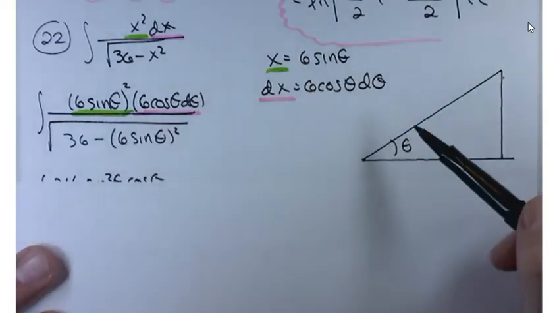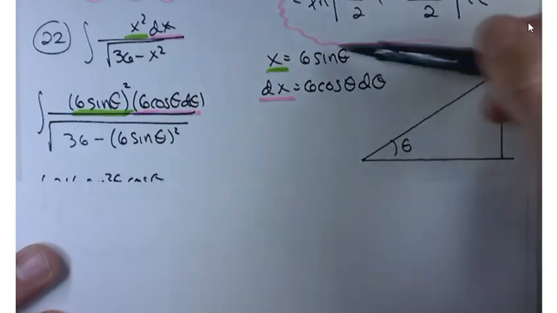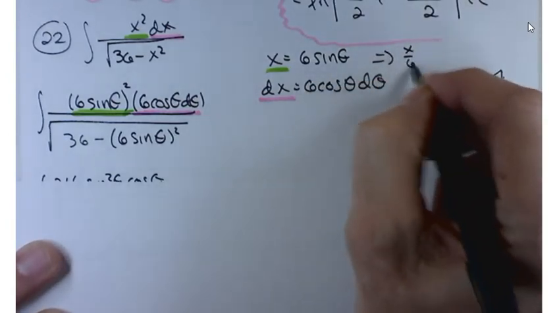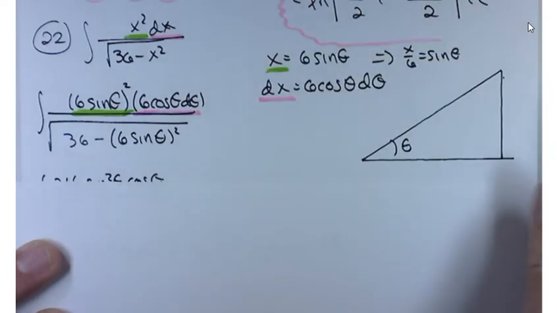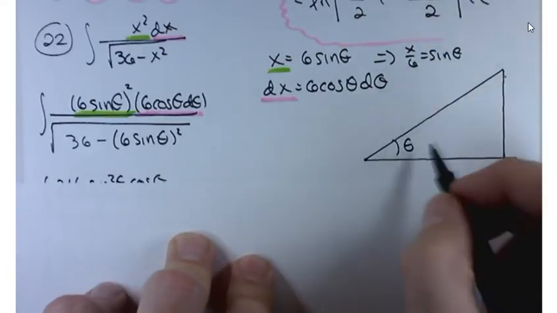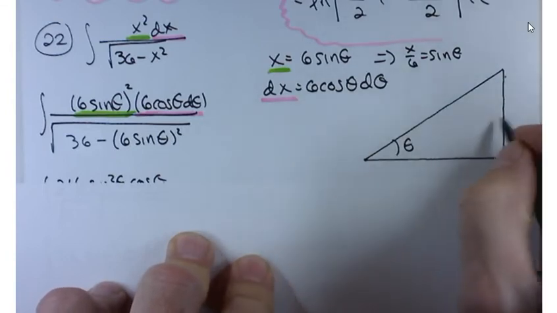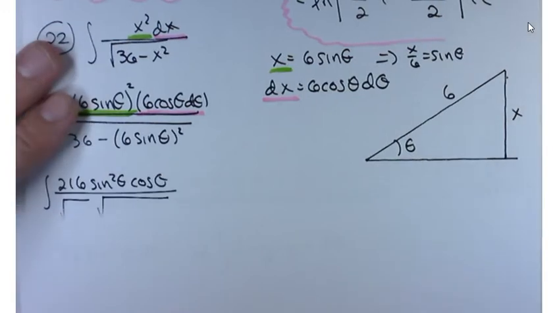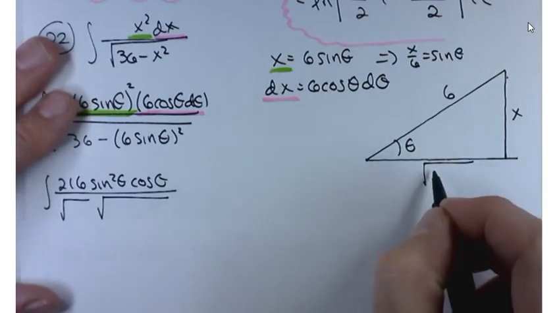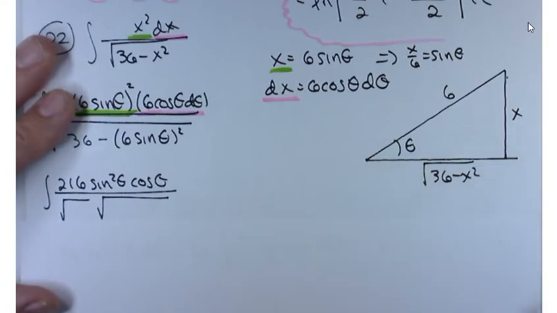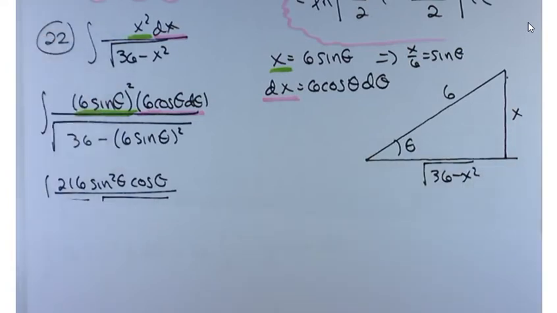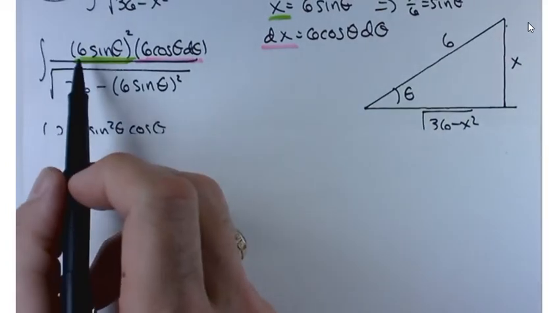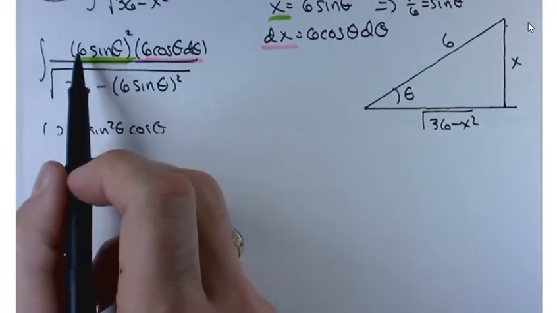Now, let's keep track of all the 6's. 6 squared is 36. 36 times 6 is 216. So 216 sine squared cosine of theta d theta over, well, that's going to be a 36 squared. I'm going to factor out that 36. That's going to leave behind 1 minus sine squared of theta. What happens to sine squared of theta? Cosine squared of theta.